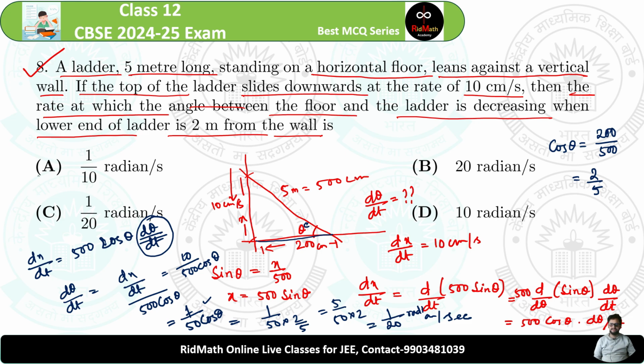So what is the answer? The answer is option number C. So 1 by 20 radian per second, option number C is the answer.